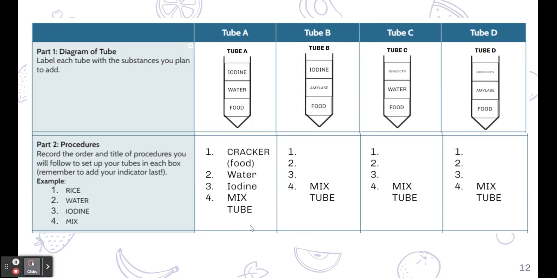Now let's think about our procedure. This is just the order that you're going to put things in the tube. Always add your indicator last. So we're going to add the cracker, then the water, then the iodine, and then we're going to mix the tube. That's the procedure for tube A. Fill in the appropriate procedure for tubes B, C, and D now.